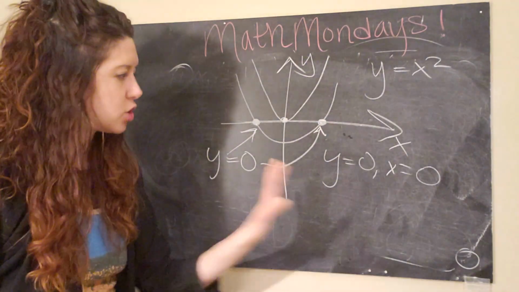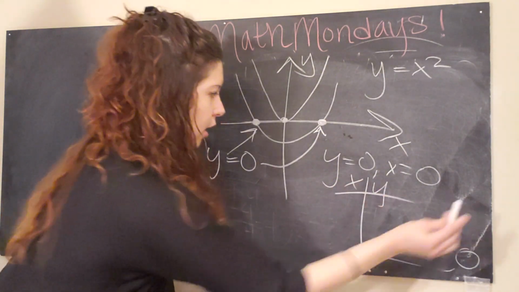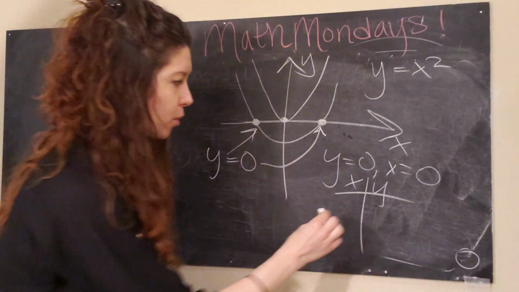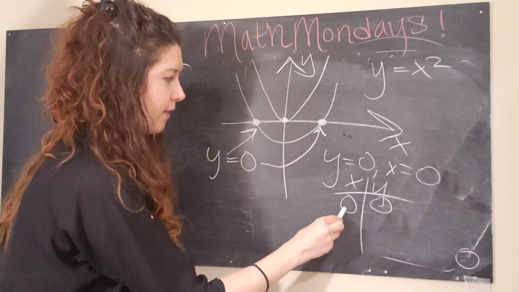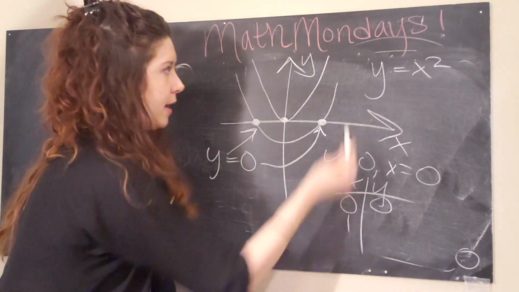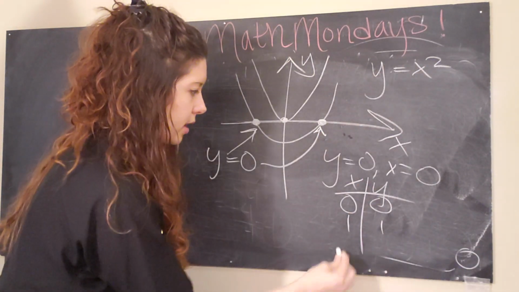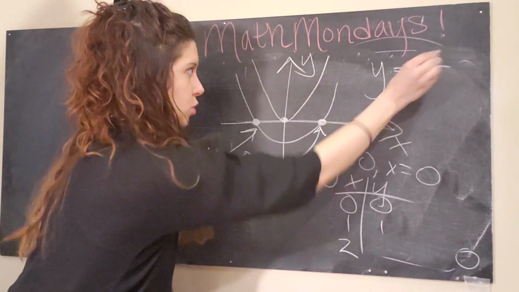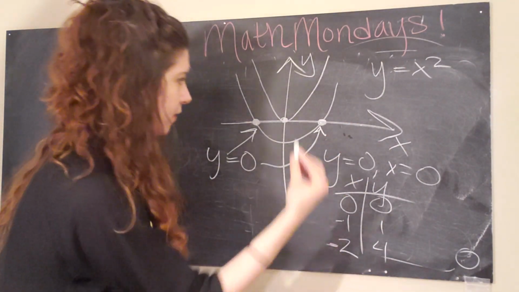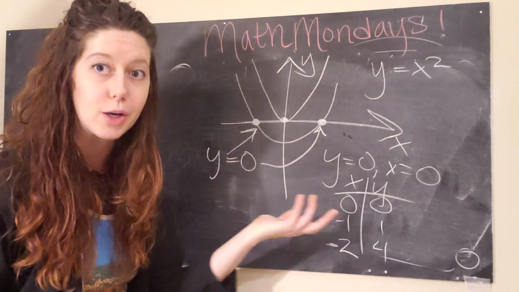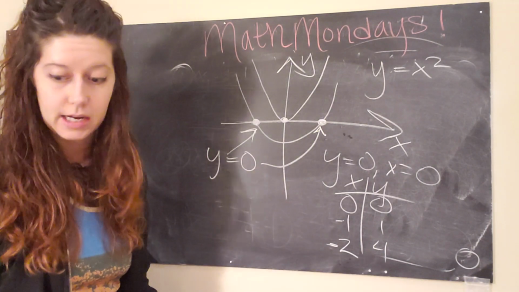Okay, so to graph it, you can create a chart of values where you pick different numbers for x, plug them into your equation, and solve for y. So if x was 0, y was 0. In this simple example, if x was 1, 1 squared is just 1. If you did 2, 2 squared is 4, etc. If you did negative numbers, you would find the same, which is why it's mirrored across the y-axis. So that's how you would graph by hand.